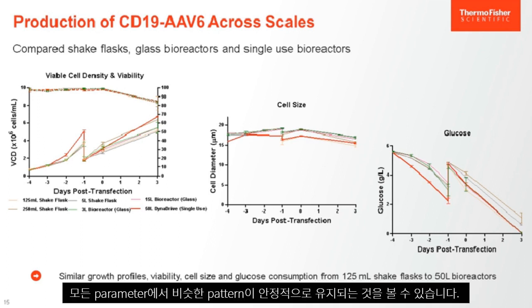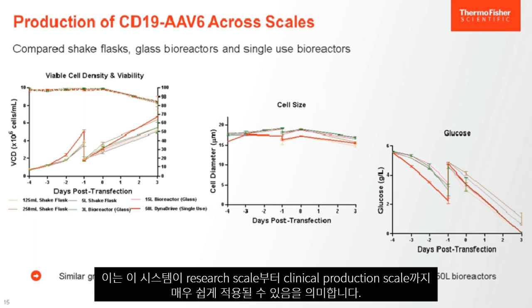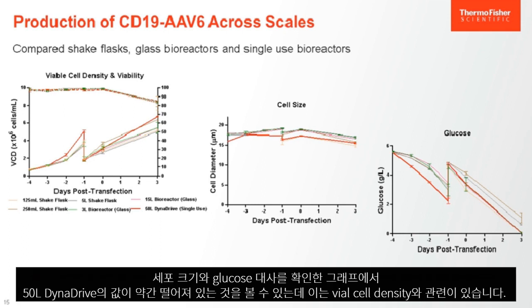We have very comparable growth kinetics and viability readouts for the cells in each one of these different vessels, making scaling the system very easy from, again, research scales all the way up to clinically relevant production scales. Similarly, cell size tracks quite well across all of the different vessels, as does glucose. And here you'll see a bit of a dip in the dark red line in the high performer reactor, which correlates well with the viable cell density on the far left-hand side.